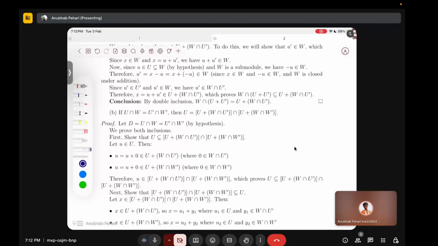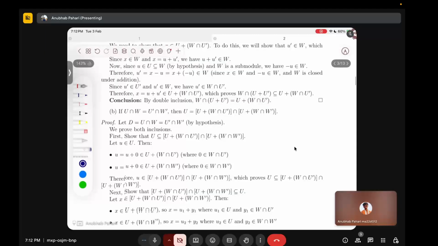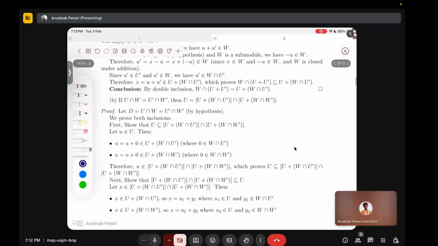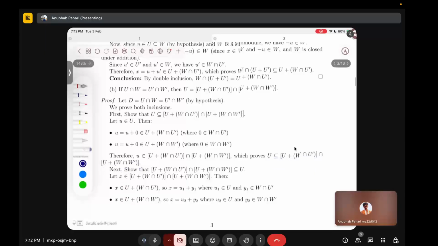First we will show that every element of U belongs to this thing. So let small u belong to capital U. Then you can say that u can be written as u plus 0, therefore it belongs to this, and also similarly this. So therefore what you can write is that this inclusion is trivial, right? Because there is nothing to show.